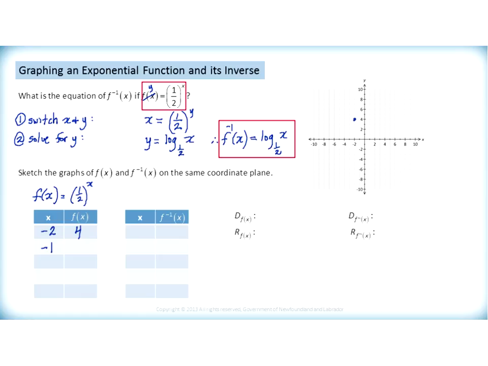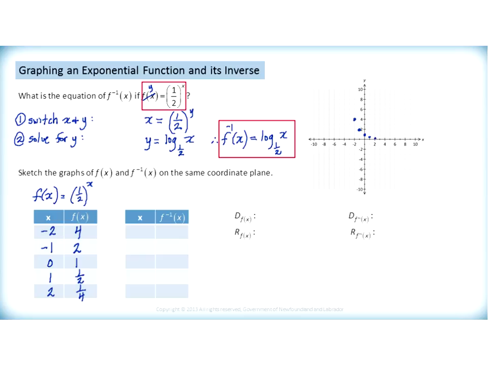When x is -1, the value of y would equal 2. So you have the point -1 and 2. When x is 0, anything raised to the power of 0 will equal 1. So you have the point 0, 1. When x is 1, y will equal 1/2. And when x is 2, y will equal 1/4.